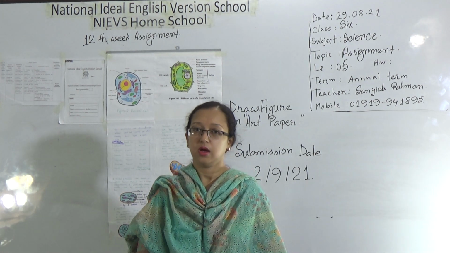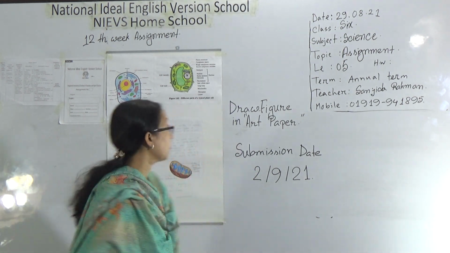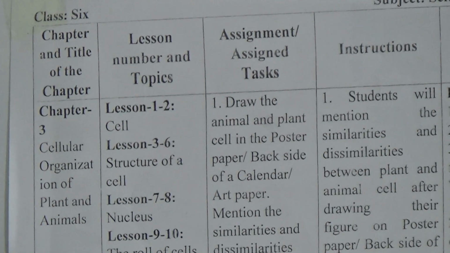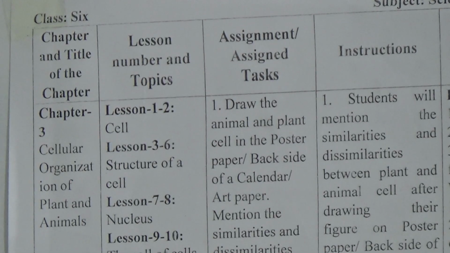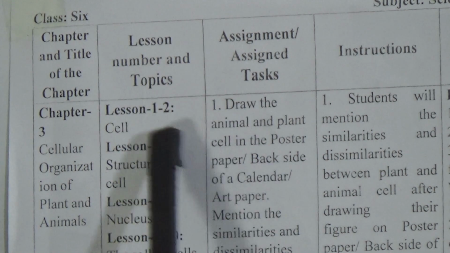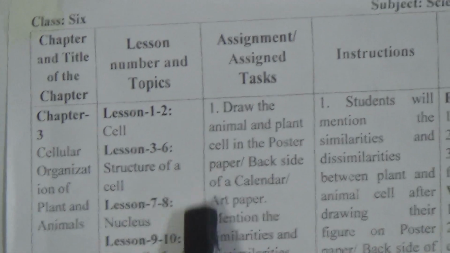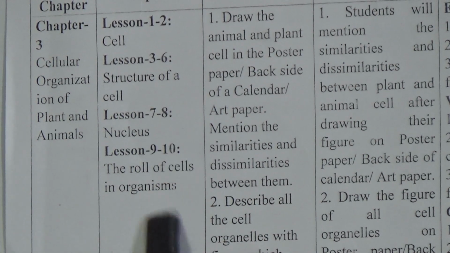At first we read the question and then we discuss the assignment. Here, class 6, subject science, and the title of the chapter. This assignment is from chapter 3, and the chapter name is cellular organization of the plant and animals. Here are the topics: lesson number 1 and 2, cell; lesson number 3 to 6, structure of a cell; lesson number 7 to 8, nucleus; lesson number 9 to 10, the role of the cell's organism.